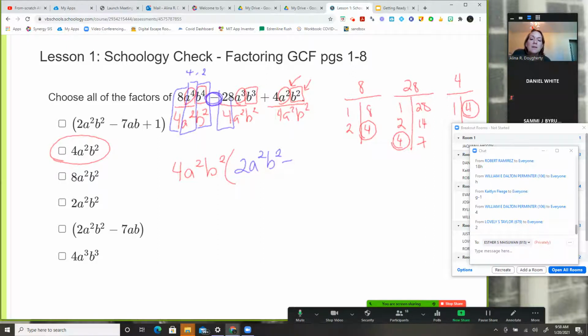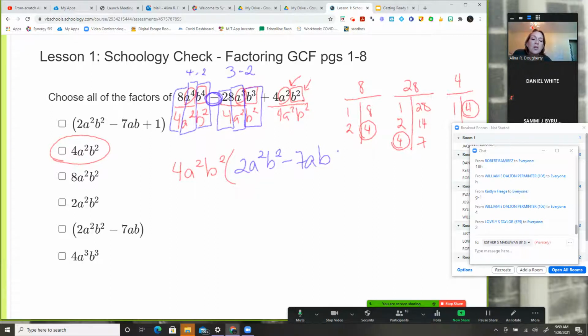And then 28 divided by 4. 28 divided by 4 is 7. A cubed divided by a squared. My invisible math is 3 minus 2. So that gives me an A. And then b cubed and b squared, that's 3 minus 2, which gives me a B.